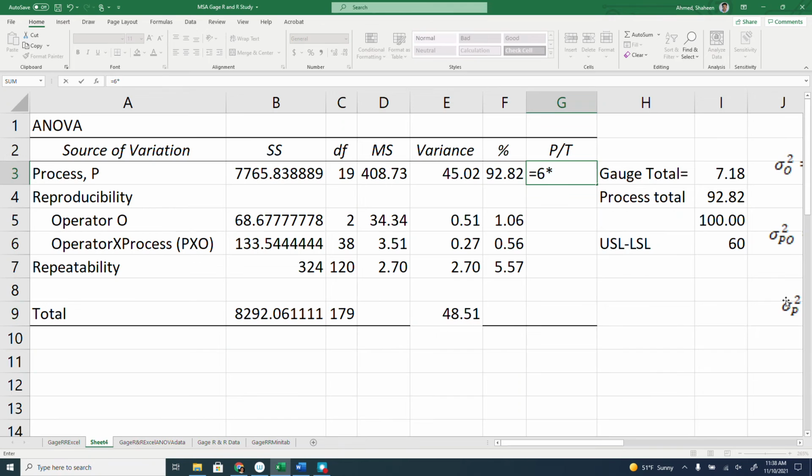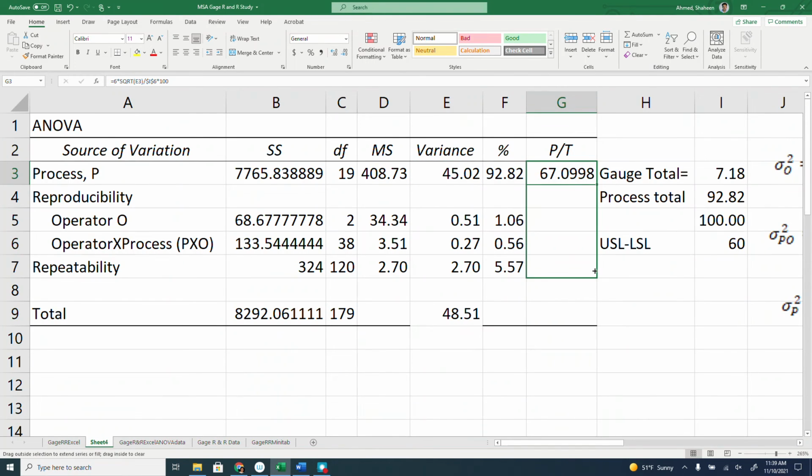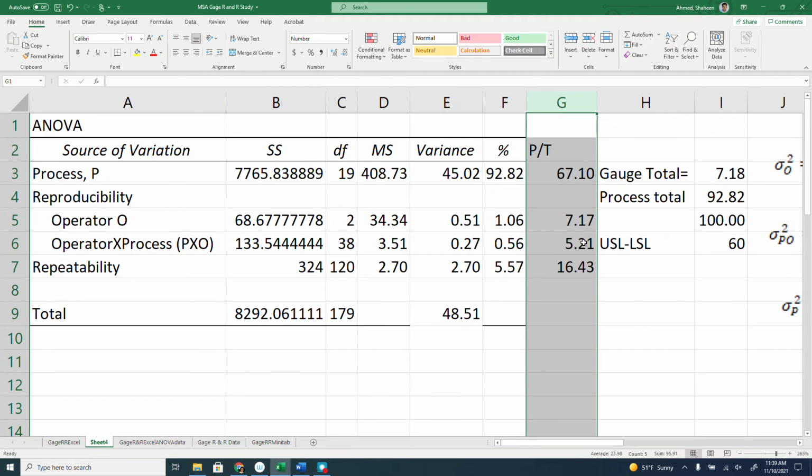That is equal to 6 sigma. So 6 times sigma, where sigma is the square root of the variance. So SQRT of this piece divided by this guy. And I will freeze that because I'm going to use it for all the following rows. We can make it a percentage, so times 100%, and then I can simply copy this here. So that is the precision to tolerance ratio percentage.